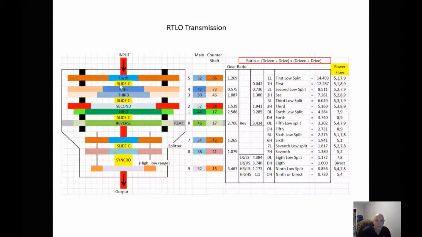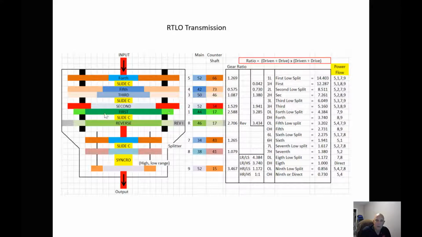So let's just start out with reverse. Power flow comes in, turns this gear, which is always connected to our counter shaft gear. Our counter shaft gears are all pressed together, so anytime one of them is turning, they're all turning.